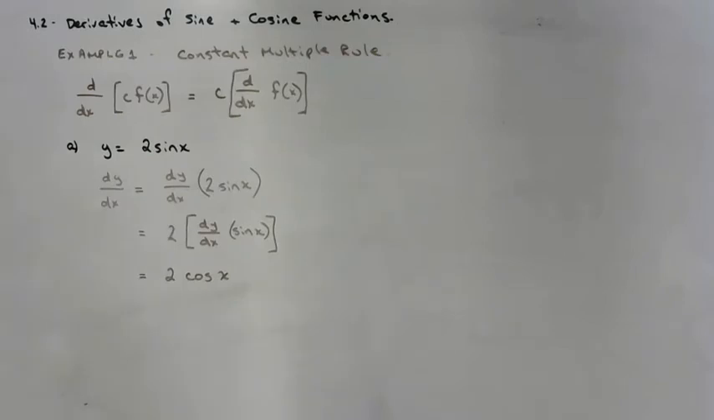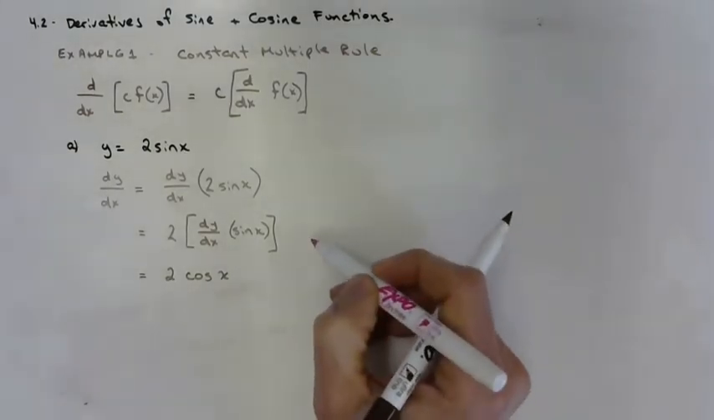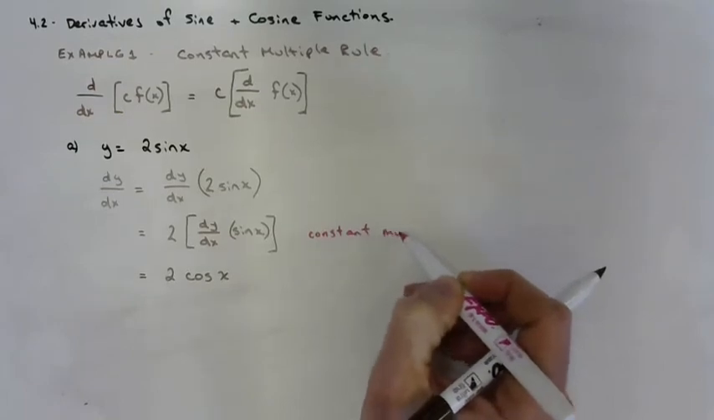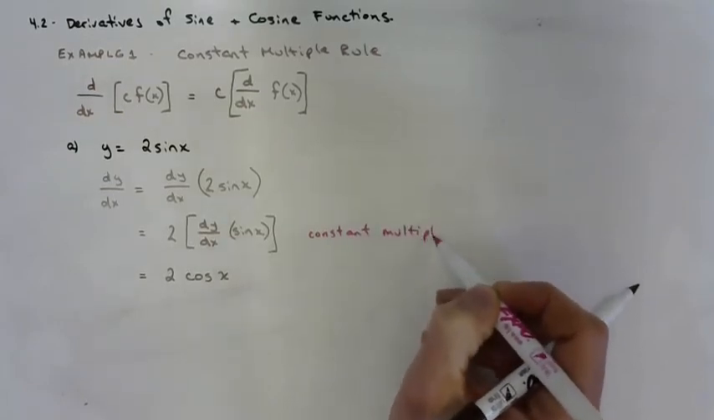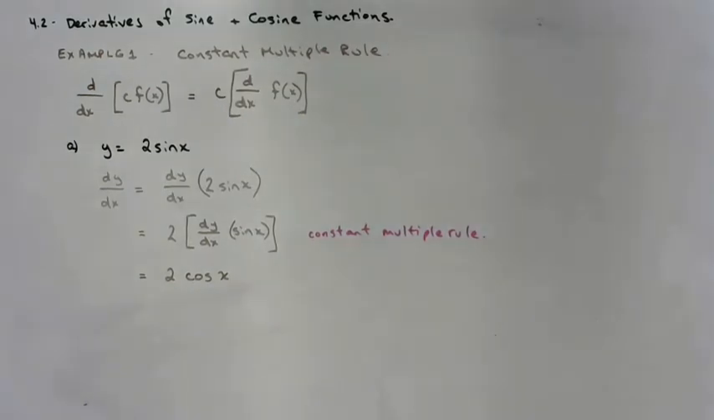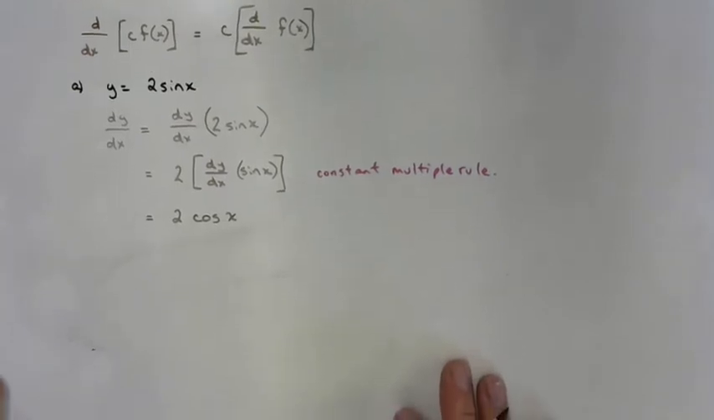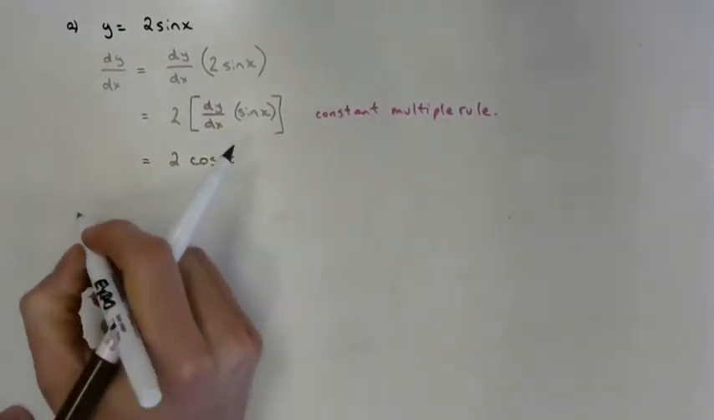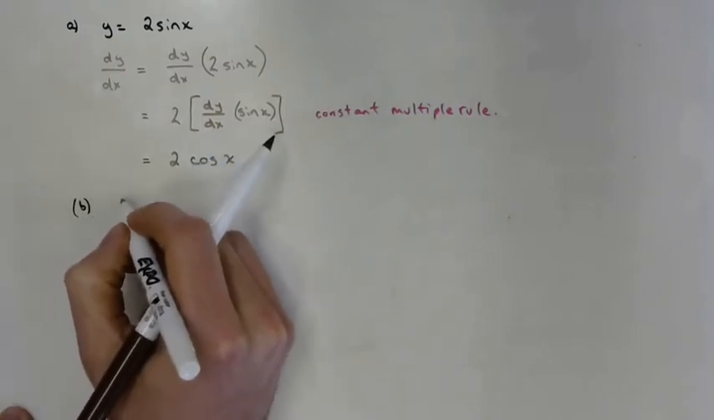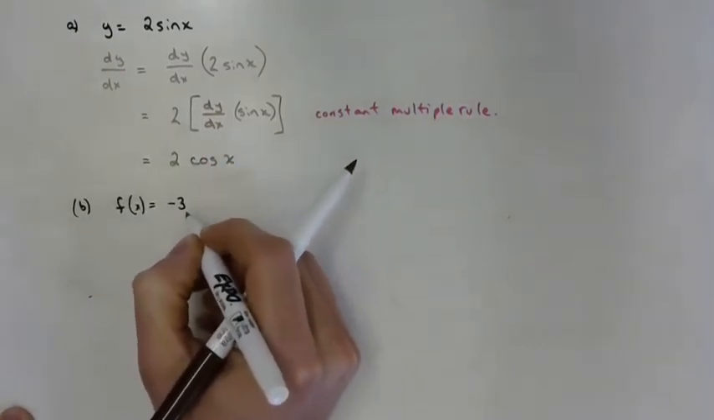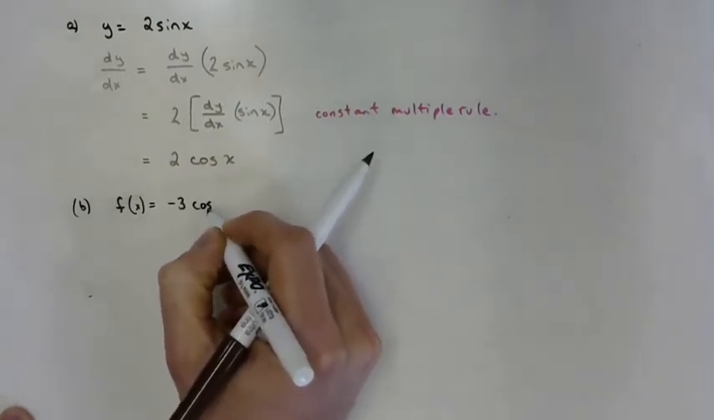This is the constant multiple rule. Second one, B, we are given f of x equals negative 3 times the cosine of x.